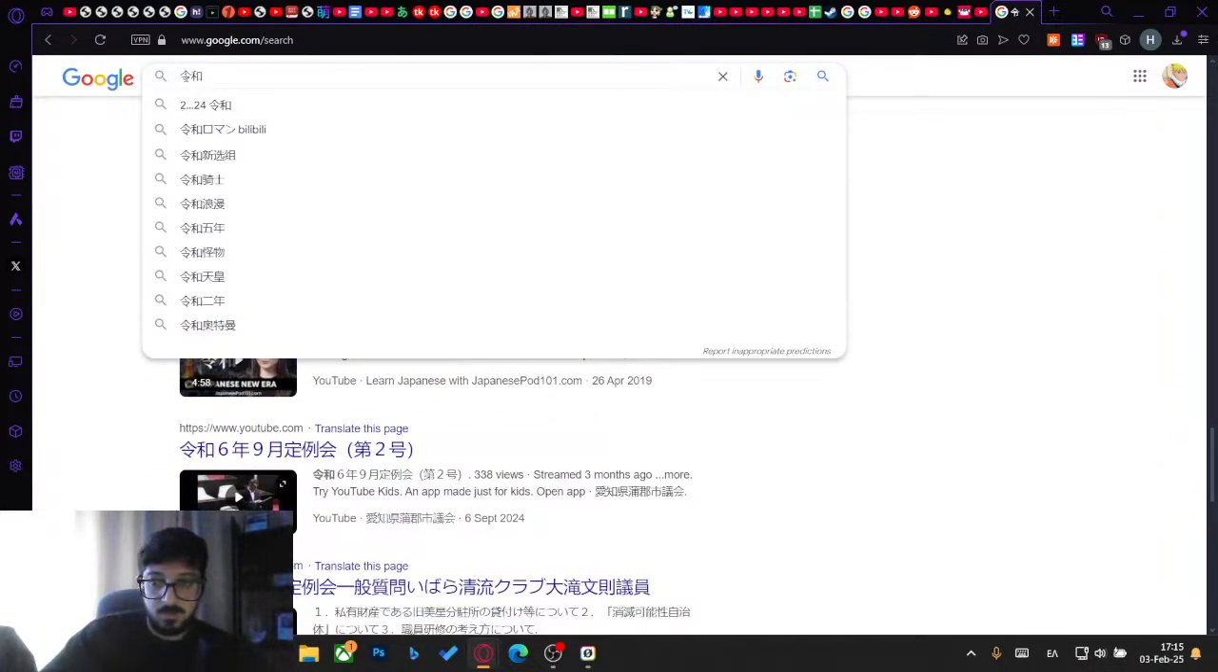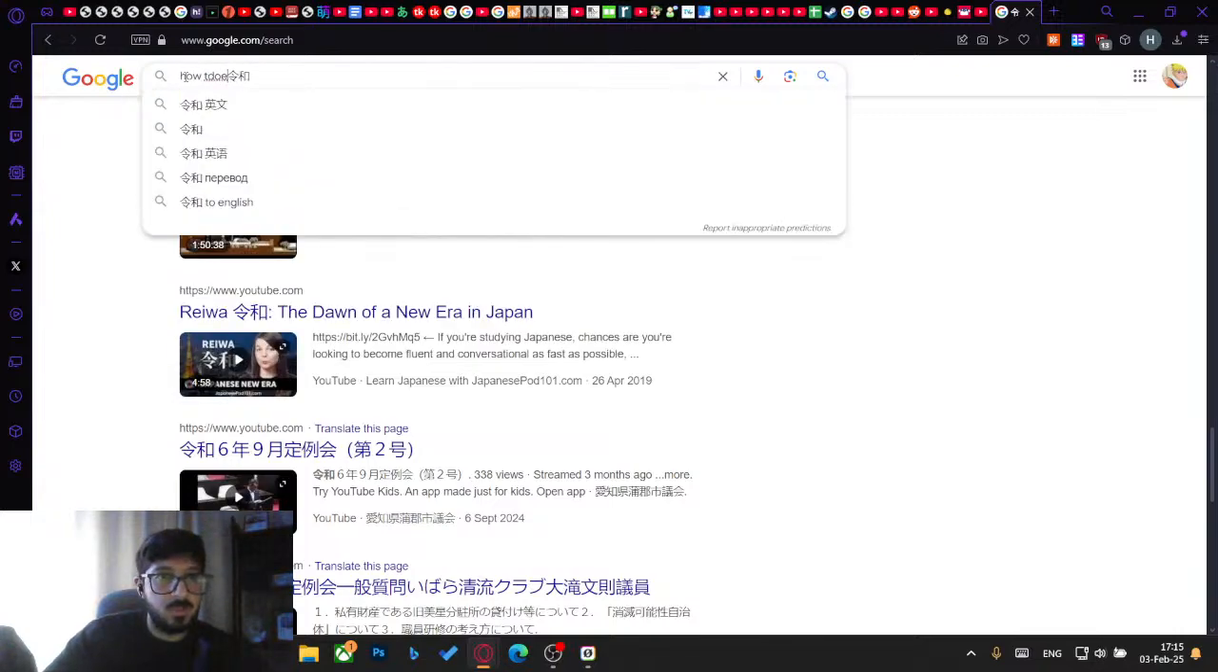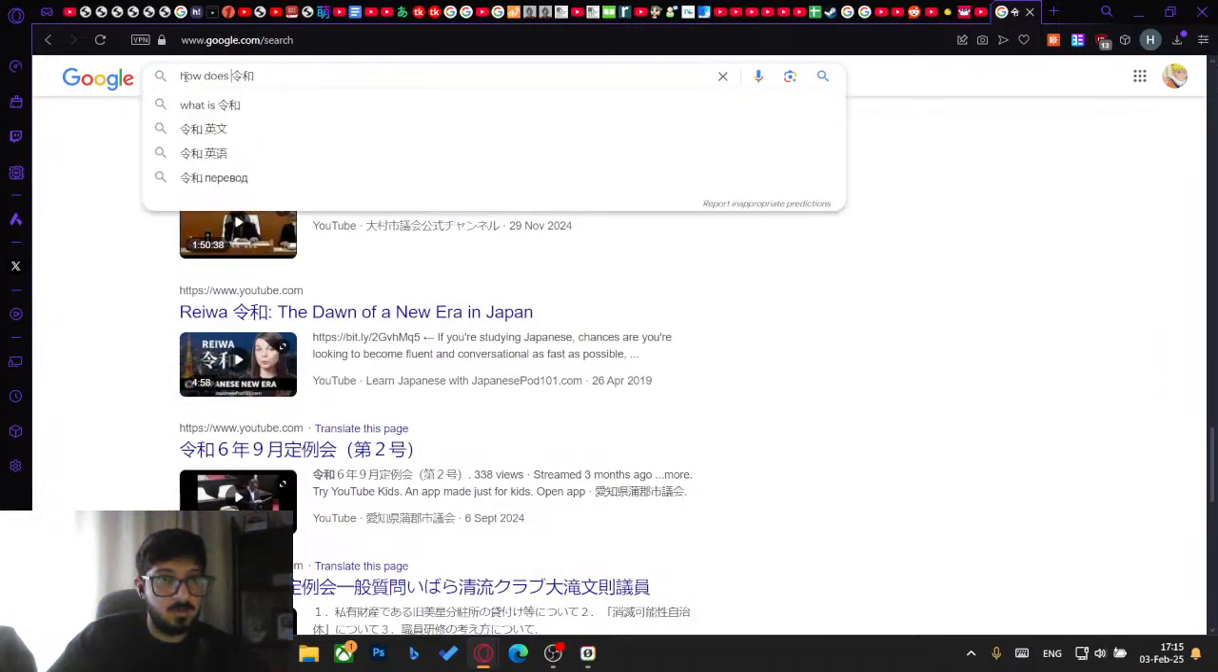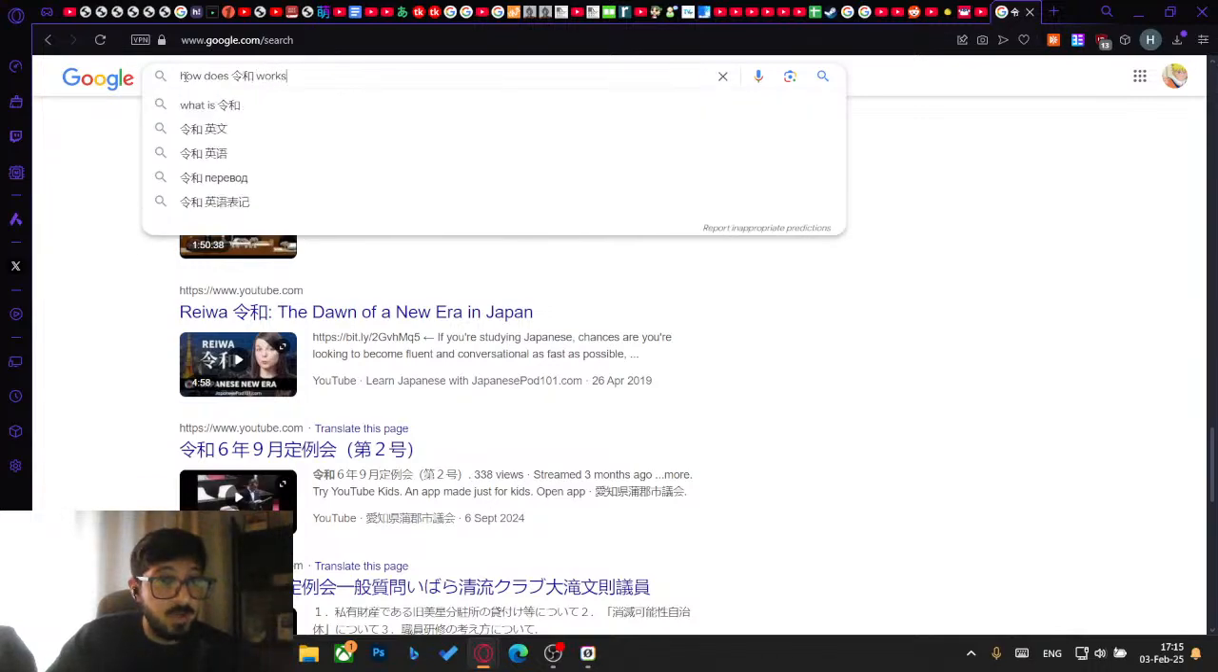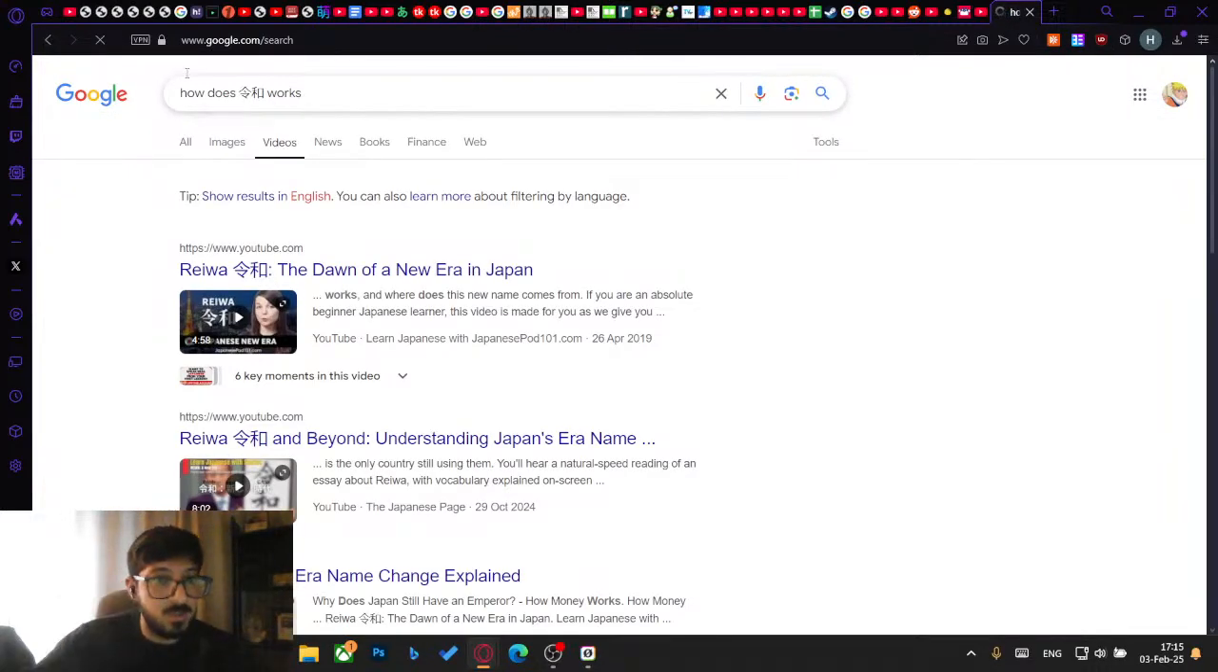How does Reiwa work? So it's 7. So before 2019, what was it? What was Reiwa? What was the calendar before 2019?